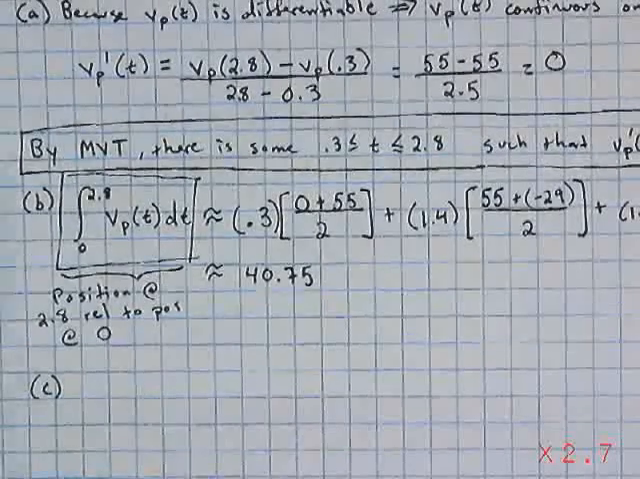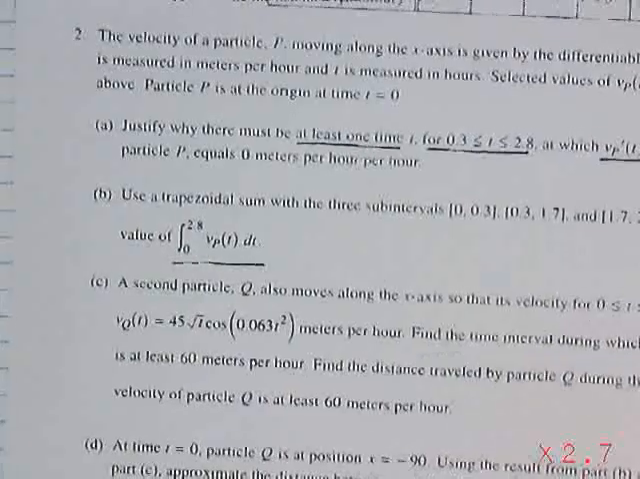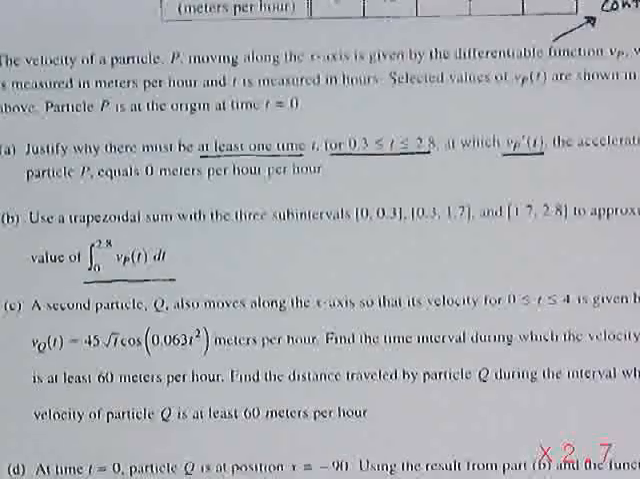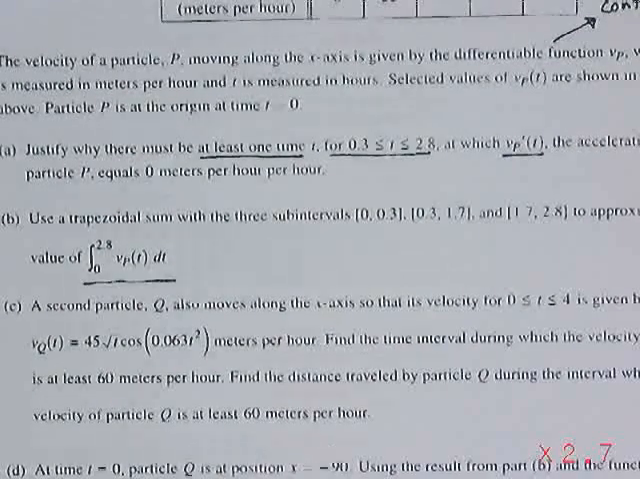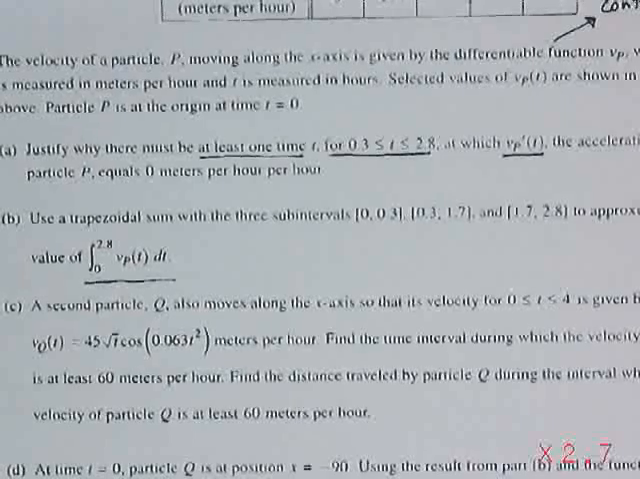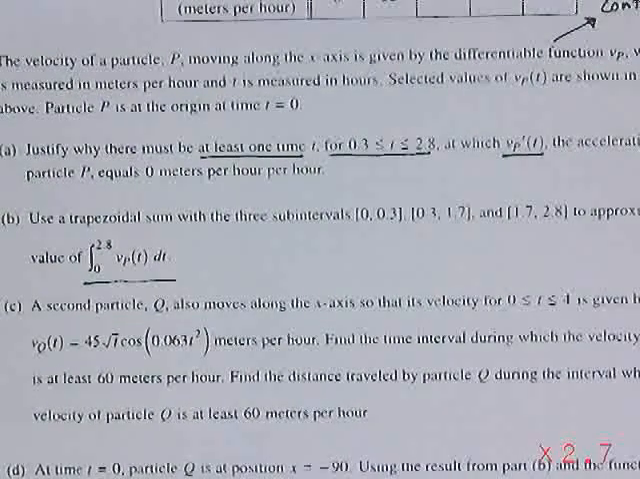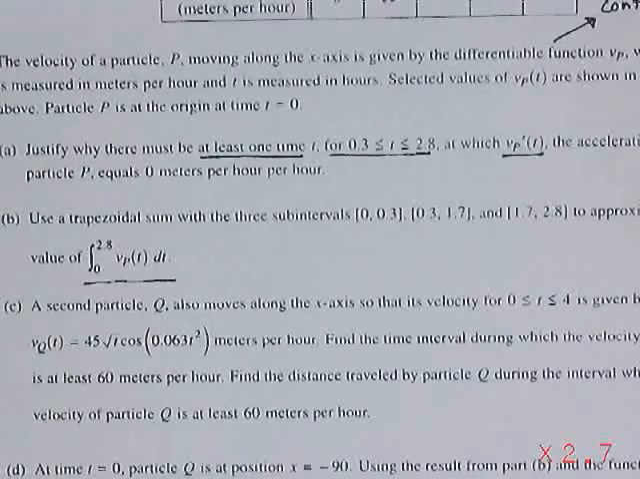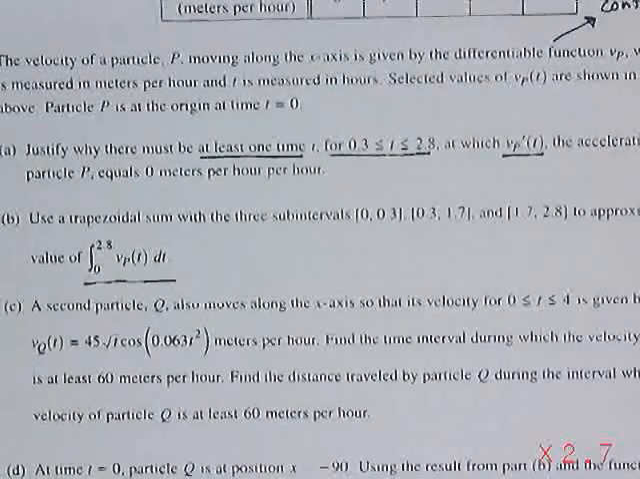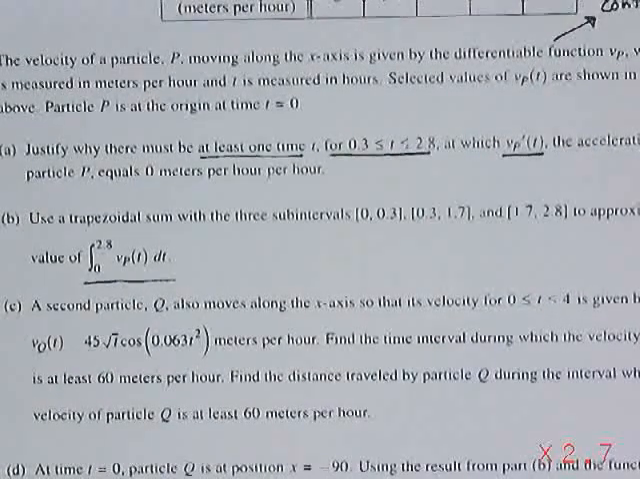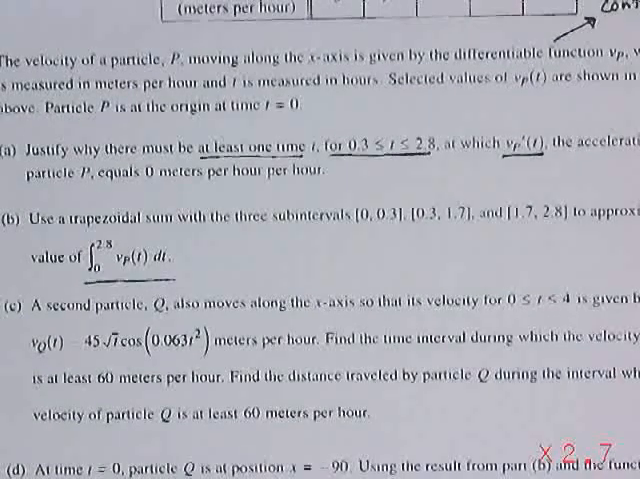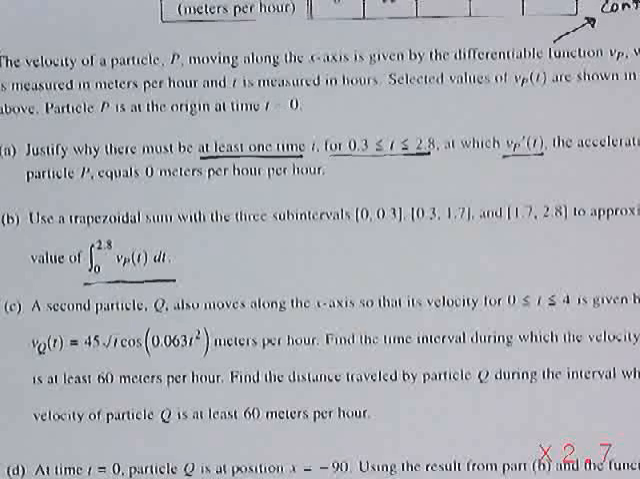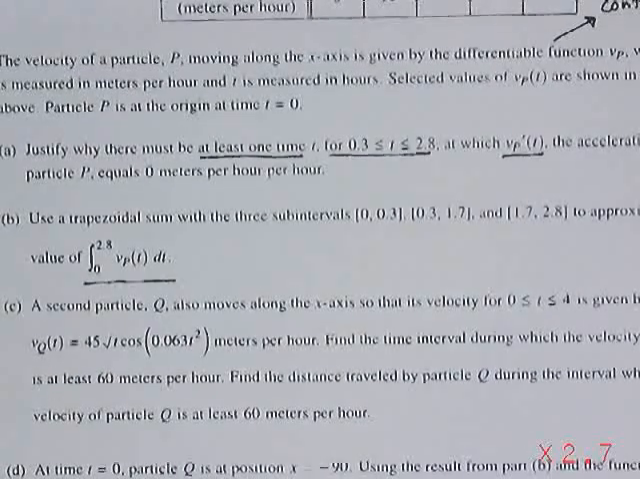Okay, so part C says, a second particle named Q also moves along the x-axis, so that's velocity, for the closed interval from 0 to 4 is given by the function v sub q of t is equal to 45 times square root of t times cosine of 0.063 t squared meters per hour. It's a friendly function. Find the time interval during which the velocity of particle q is at least 60 miles an hour. Find the distance traveled by particle q.